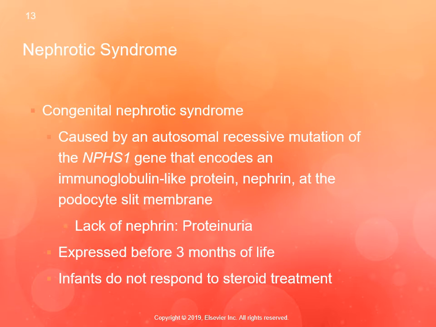Nephrotic syndrome, I just want to mention, can be congenital, caused by an autosomal recessive mutation of the NPHS1 gene that encodes an immunoglobulin-like protein. And lack of that protein, nephrin, causes proteinuria. And that usually shows up before 3 months of age.